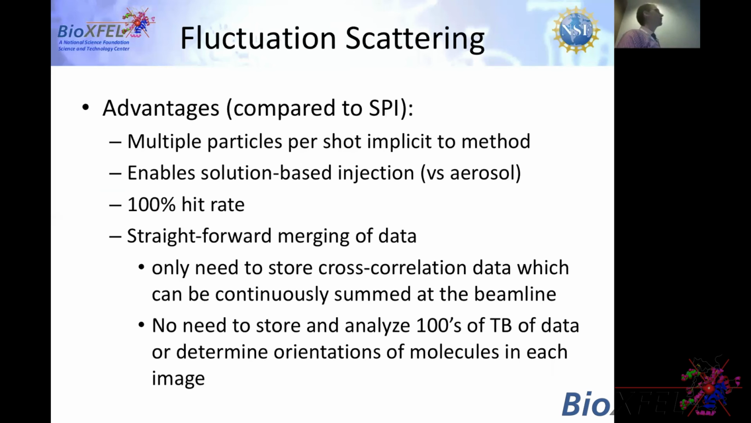And very importantly, it's a relatively straightforward merging of the data, whereas with single molecule imaging, you essentially have to store hundreds of terabytes of data and then analyze each one of those to get information about their orientation and correlations for orientation determination, and then merge all the intensities in 3 dimensions. Whereas with fluctuation scattering, you just need to know the correlations. So essentially, you can analyze the correlations of each image and then just sum them up. The correlations of each image on top of the other images converge to the correlation function of a single image, and that's the basis of the idea. So there are a lot of advantages.